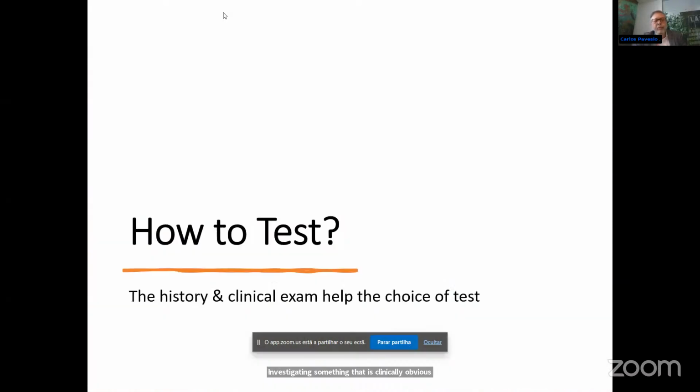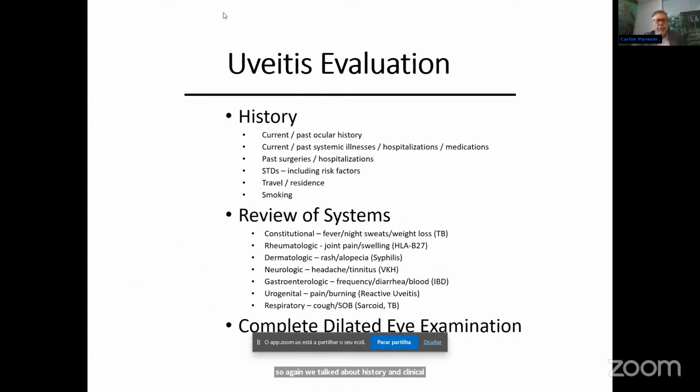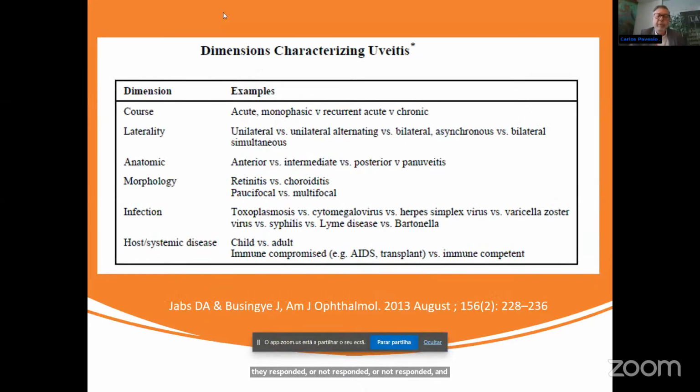But then if you have to investigate, how do you do that? So again, we talked about history and clinical examination helping you choose what you're going to do. Essentially, as we said before, examine the patient, especially the ocular history of what happened right at the beginning, what interventions were used, how they responded or not, and whether the patient has other general histories that are very important. I'm not going to spend too much time here, but you all know the value of this information. This is something that Doug Jabs published many years ago, but it's important to characterize the dimensions of the uveitis.